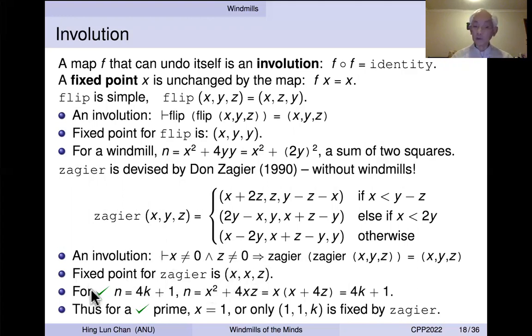And the fixed point of Zagier's map is this form, x, x, z, because the mind is equal to the central square. For a number which has this form 4k plus 1, all right, then if you substitute this triple into the expression, it becomes like this. And if you equate it, right, then you have got this equality. And if this number is a prime, then prime has only a trivial factorization. And so x must be 1. And then the conclusion is that 1, 1, k is the only fixed point of the second map. This is for a prime.